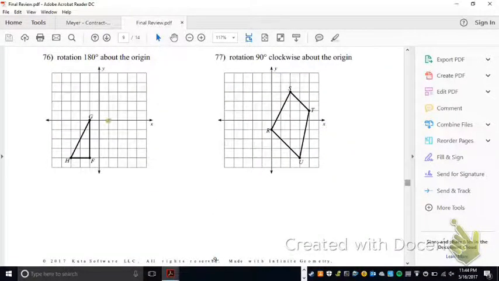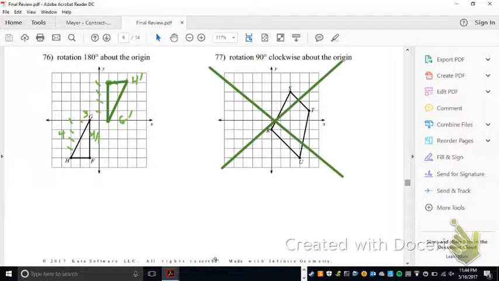76, same idea. G goes from -1, 0 to 1, 0. H, we're going to go up 1, 2, 3, 4 over 1, 2, 3. So we're going to go up again 1, 2, 3, 4 over 1, 2, 3. That's going to be H prime. F, we go up 4 over 1. And there we go. So that rotates 180 degrees about the origin.